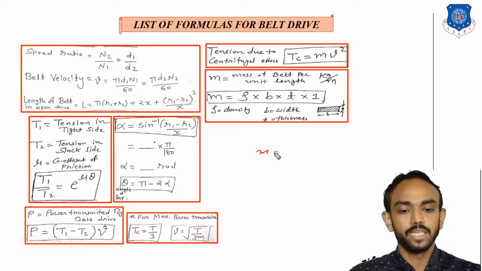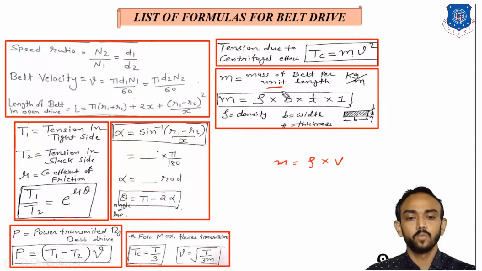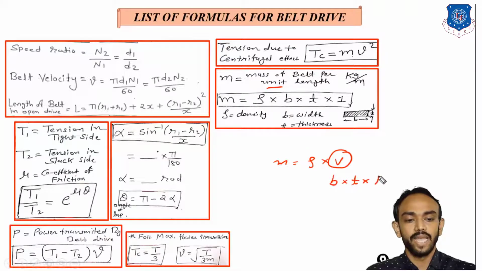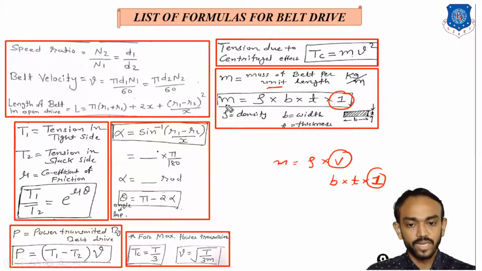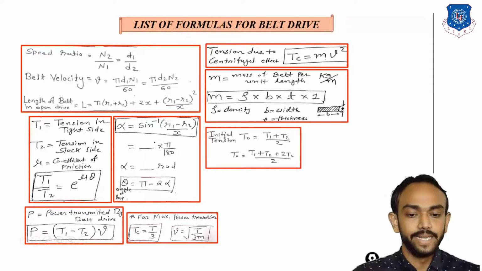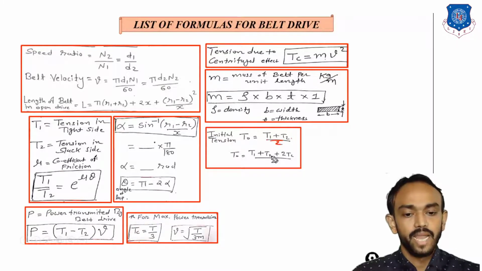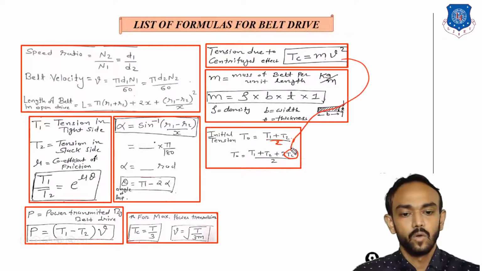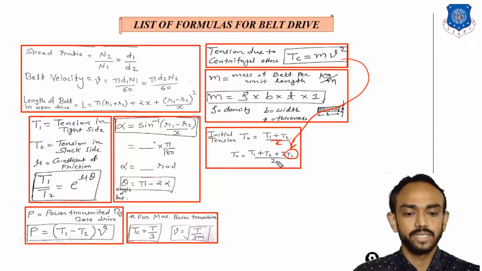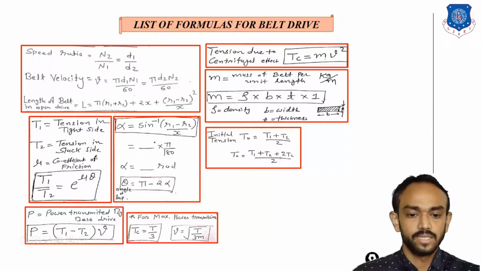We know that mass is equal to density into volume, and if we consider the unit length, and after that initial tension, if the centrifugal tension is not considered, it is (T1 plus T2) divided by 2. And if centrifugal tension is there, we have to find Tc and use it here: (T1 plus T2 plus 2Tc) divided by 2. This is the formula.